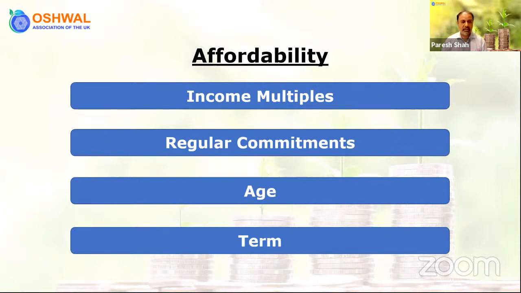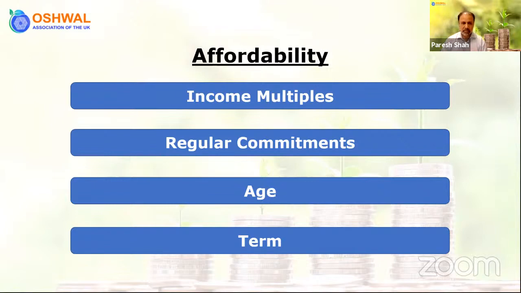Age is another factor. The older you are, the shorter the term. Therefore, the affordability rules are going to be much more stringent. So for instance, if you're a 50-year-old, the maximum age that a lender will lend to is age 70 on residential mortgages.